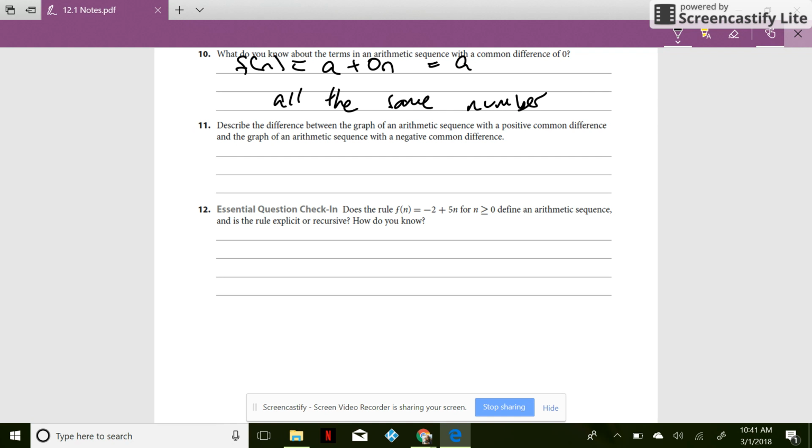Describe the difference between a graph of an arithmetic sequence with a positive common difference and the graph of an arithmetic sequence with a negative common difference. Well, a positive common difference will be increasing, and a negative common difference would be decreasing.